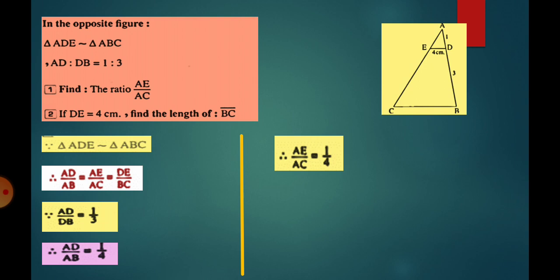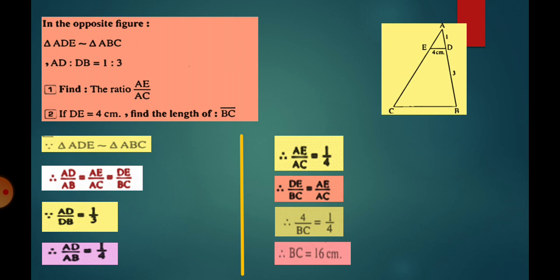If the length of DE equals 4, find the length of BC. Here, DE over BC equals 1 to 4. DE equals 4, so 4 over BC equals 1 over 4. Then the length of BC equals 4 times 4 divided by 1 equals 16 centimeters.